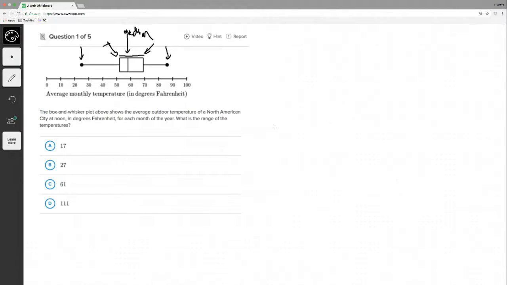Now let's get down to business. It says the box and whisker plot above shows the average outdoor temperature of a North American city at noon in degrees Fahrenheit for each month of the year. What is the range of the temperatures? Now, again, I said the range is defined by these dots. So we just got to try and figure out really nicely. This is 25, and this looks like 87, I'm guessing, or 88. So the range is the difference of the highest and the lowest. So it should be about 62. And they said 61. So I think they're marking this at 86, not 87. But this is clearly the only one that can fit. So our answer in this case will be C.